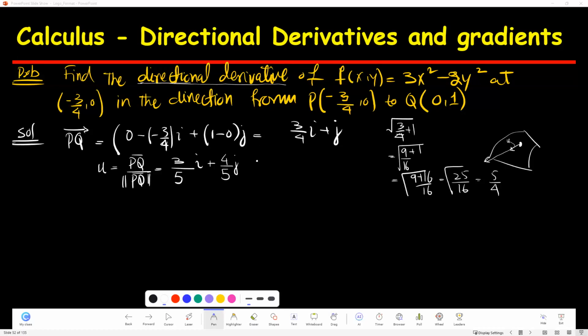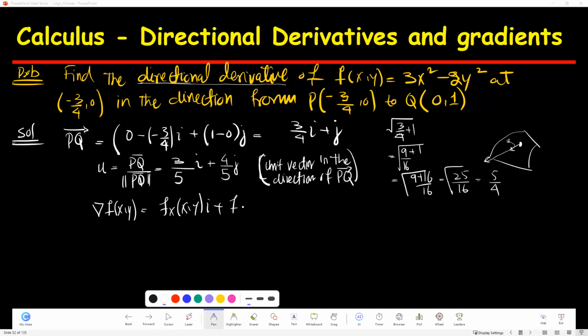And I'm going to write here: unit vector in the direction of PQ. This is my u vector. Now I'm going to take the gradient part. The gradient and the unit vector both have to be multiplied to find the directional derivative. So I need this part for sure.